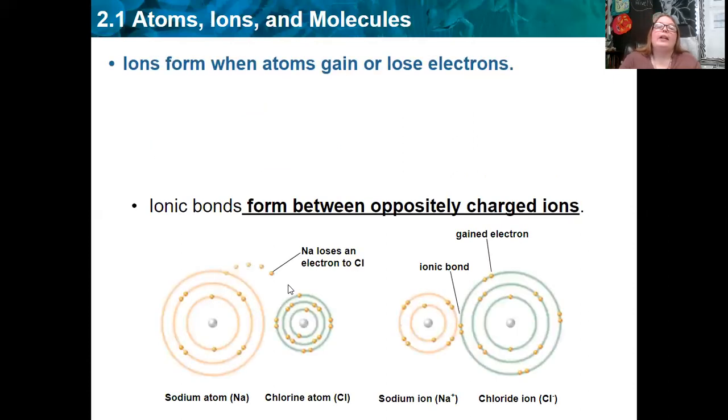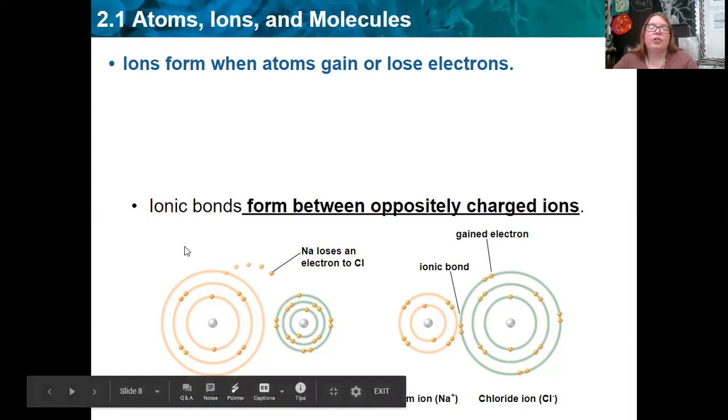Okay, so ionic bonding. Ions form when you gain or lose an electron, so they're not balanced. This is what happens if I don't have the same number of protons as electrons. So my positives and my negatives aren't equal, so that makes an ion. So something called ionic bonds form when I have one that has lost some electrons and it's kind of positive, and then I have one that has gained electrons and it's a little negative. So since they have opposite charges, it's like a magnet, they stick together.